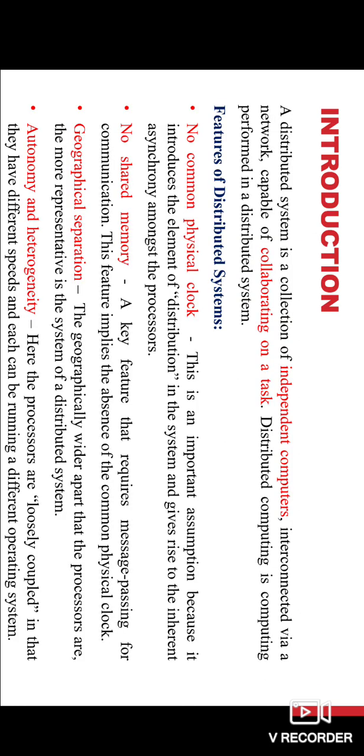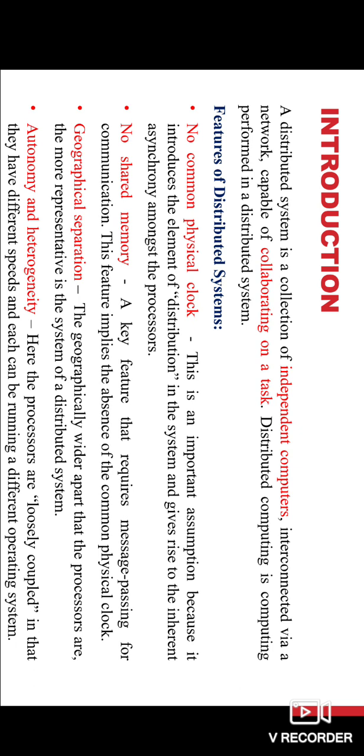First, we have to know what is the definition of a distributed system. A distributed system is a collection of independent computers. They are interconnected via the network. Why they are connected with one another: to collaborate on a particular task. To complete a particular task, several computers must be connected with one another, and such a collection is called a distributed system. So what do we mean by distributed computing? A computing performed in a distributed system is called distributed computing.